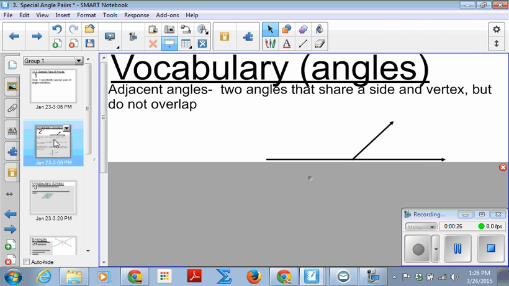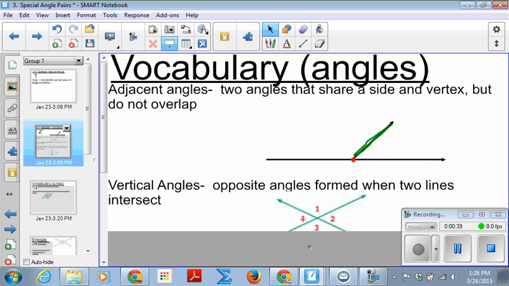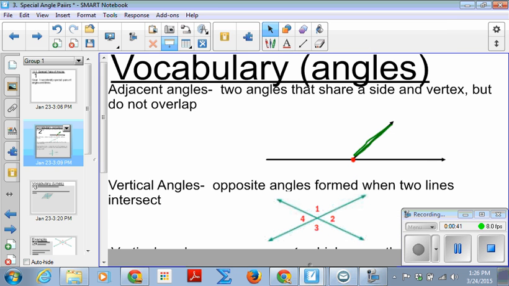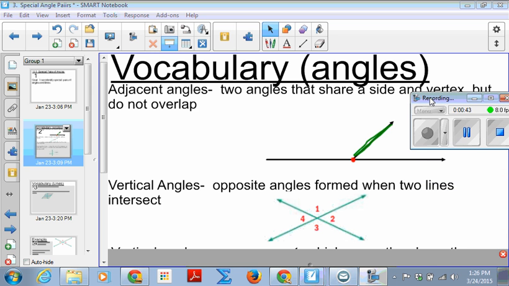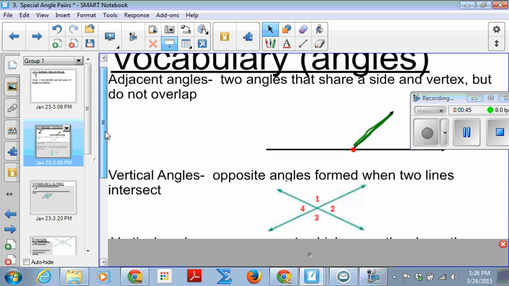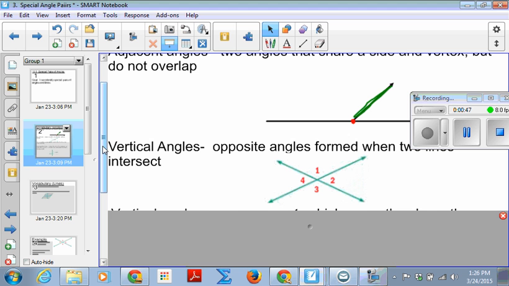So look at the drawing. We've got a common vertex there and a common side right there. Those are adjacent angles. We have vertical angles. These are opposite angles that are formed when two lines intersect.